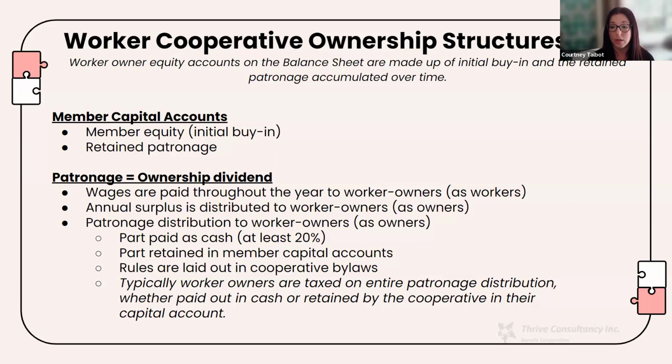Typically, worker-owners are taxed on the entire patronage distribution, whether paid out in cash or retained by the cooperative in the worker-owner's capital or equity accounts. I'll explain this in just a moment. So this is the basic idea of how patronage works. Again, this may be different in each cooperative, as the cooperative bylaws really are driving this process.